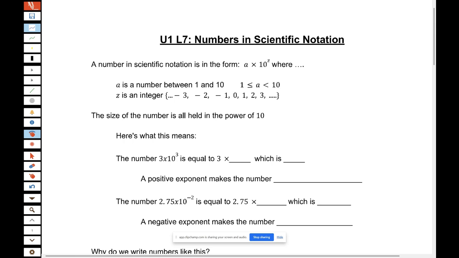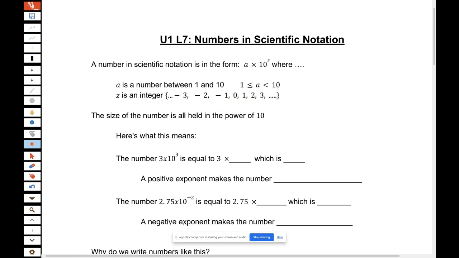A number in scientific notation is a number that can be written in the form a times 10 to the z. A is a number between 1 and 10, so it's greater than or equal to 1 but smaller than 10. That's because we don't want anything that can be divided by 10, since all the power of the number is in the 10 at the end. And the z, or the exponent, is going to be an integer. It can be negative, it can be positive, it can be zero.